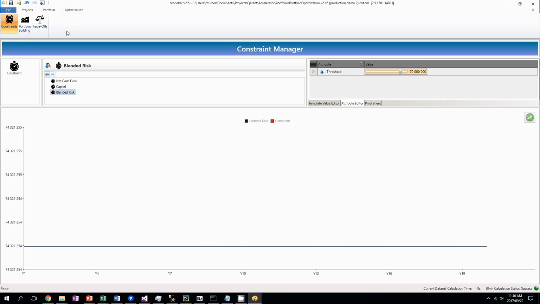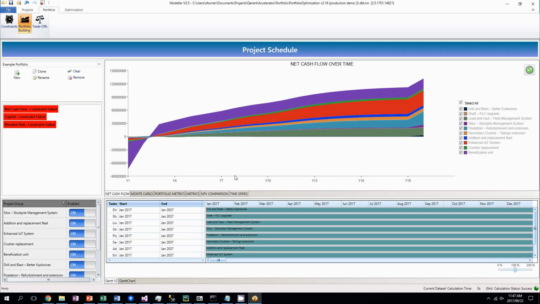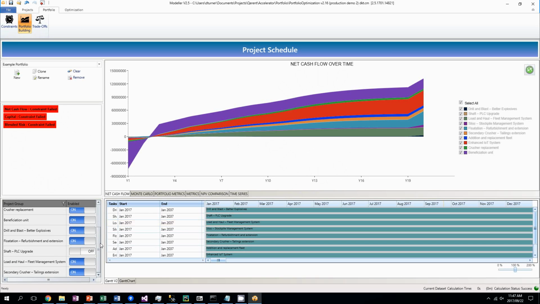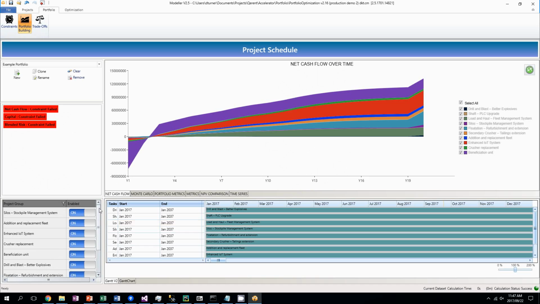So of course, building a portfolio by hand could take a very long time indeed. Even with just 9 projects in the portfolio, there are immediately 500 permutations of switching the projects on and off. And then when one takes into account the time shifting possibilities for projects, the number of permutations runs up into the hundreds of thousands. So to find an optimal portfolio by hand could take some time.